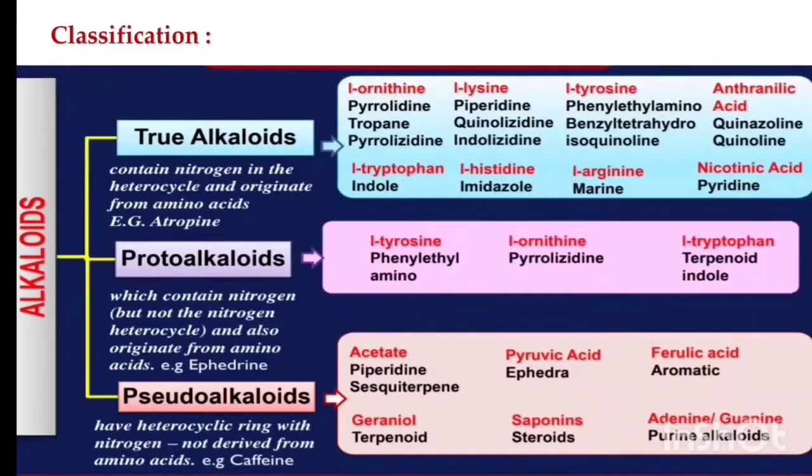Protoalkaloids contain nitrogen but not in a heterocycle, and also originate from amino acids, for example ephedrine. First, L-tyrosine, phenethylamine. Second, L-ornithine, pyrrolizidine. Third, L-tryptophan, terpenoid indole. Pseudoalkaloids have a heterocyclic ring with nitrogen not derived from amino acids, for example caffeine. In this, first acetate, piperidine, sesquiterpene; second pyruvic acid, ephedra; third ferulic acid, aromatic; fourth geraniol, terpenoid; fifth saponins, steroids; sixth adenine and guanine, purine alkaloid.